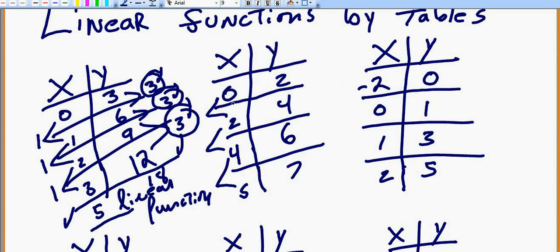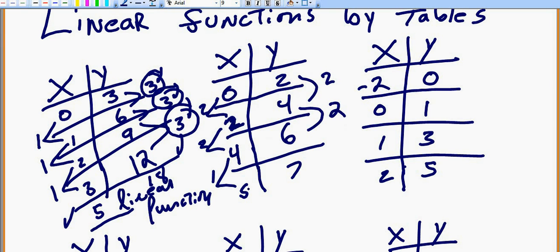Okay, so now from 0 to 2, that's 2 spots, right? 2 to 4, that's 2. 4 to 5, that's 1. So let's figure out if this is linear. If we go 2 spaces from 0 to 2, that's a 2. Not a very good 2, but trust me, that's a 2. We go 2 spots over here. When we go from 2 to 4, which is 2 spaces, we go 2 spaces.